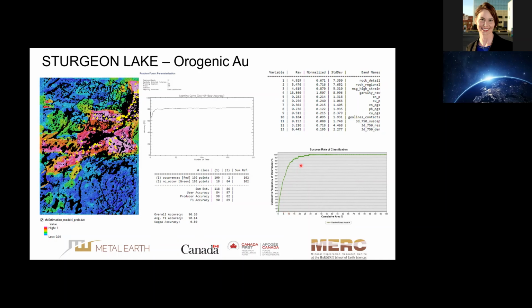And here's our efficiency of classification curve. Again, you can see what generally we like is more of a banana shape that looks like that, but this is done okay. About 100% of the deposits are predicted in our model in less than 35% of our area.